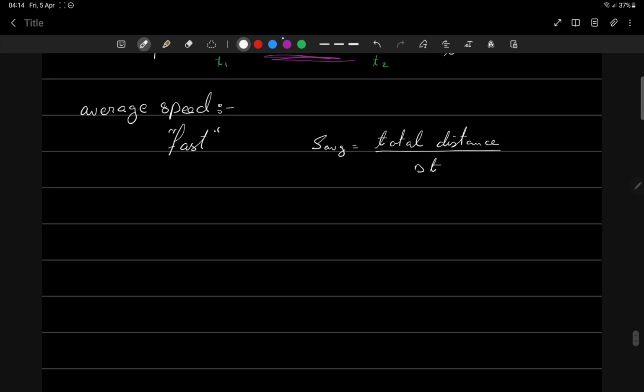So from the example, let's write it here. For number 1, total distance is 3 and time interval is 2, which equals 1.5 meters per second. For number 2, total distance is 4 and time interval is 2, so 2 meters per second.